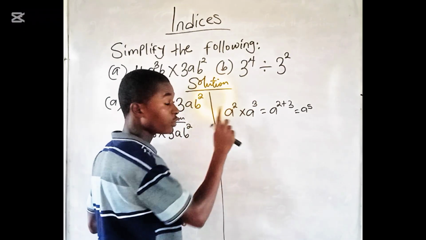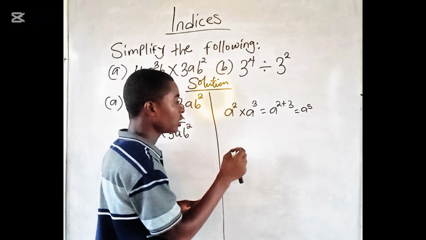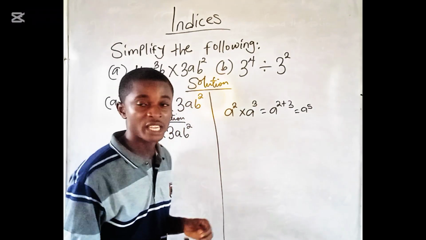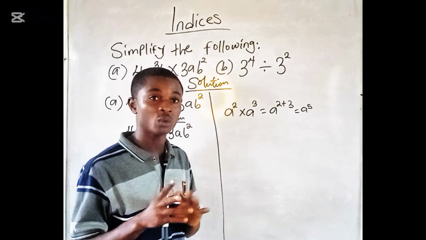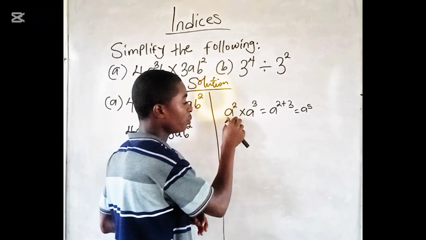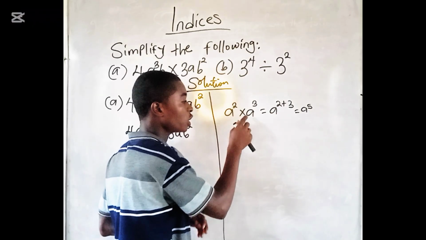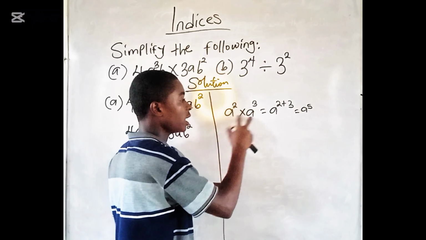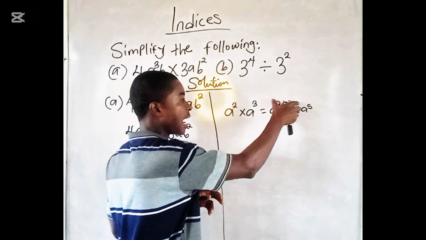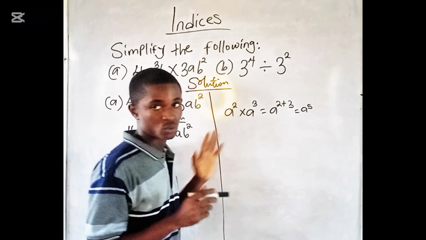Now, if you observe, you see we have a common base. We have a, we have a. So since we have a and a, it means the base is what? Common, or they look alike. So what you do is you pick one of the base and add the exponent. So if you're multiplying and the base is the same, you pick one of the base and add the exponent. So 2 plus 3 is what? 5. That's what I did here.